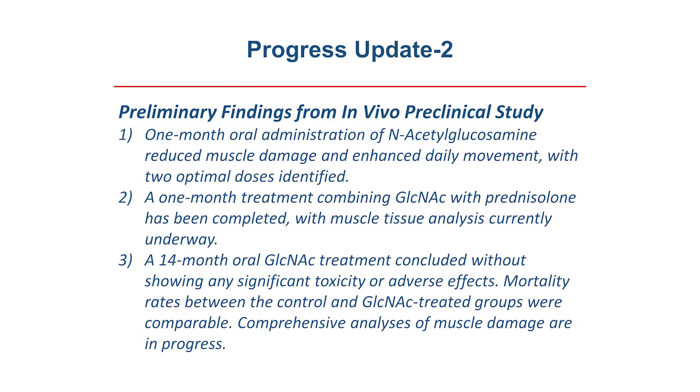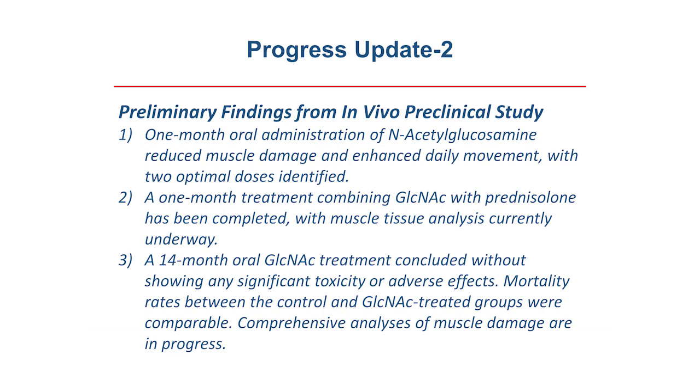Let us now look at our preliminary finding from in vivo preclinical study using a DMD mouse model. Our first exciting outcome was observed with 1 month oral administration of N-acetylglucosamine. This treatment led to reduced muscle damage and enhanced daily movement in the mouse. Notably, we've identified 2 optimal doses for this effect. We completed a 1 month treatment combining the N-acetylglucosamine with prednisone.